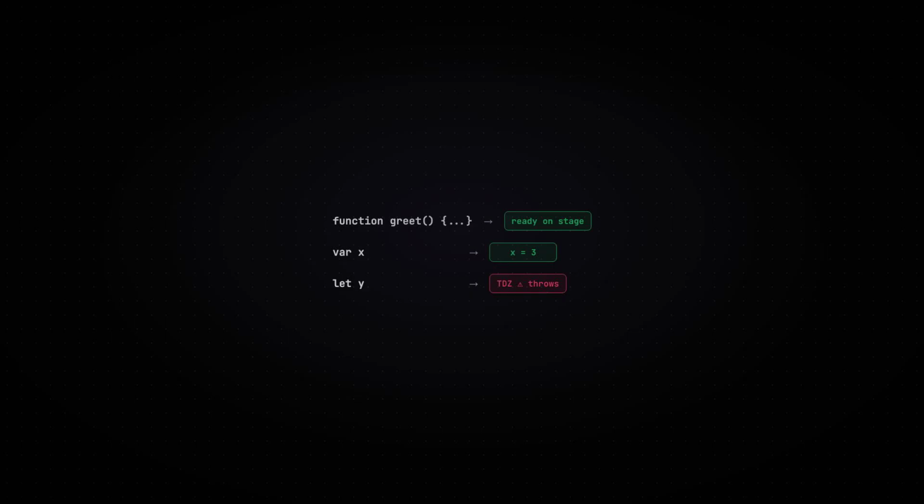Variables declared with let or const get a name tag reserved too, but the engine deliberately fences that name off until its real declaration line. That fenced off stretch is called the Temporal Dead Zone, and touching the name inside it throws a reference error on purpose. Same reservation mechanism under the hood, completely different rule about how early you're allowed to touch it. Modern JavaScript intentionally traded the silent undefined footgun for a loud crash, so the bug surfaces right where it happened instead of 3 functions downstream.